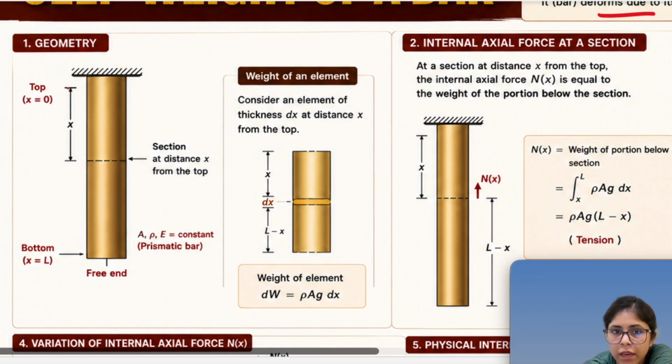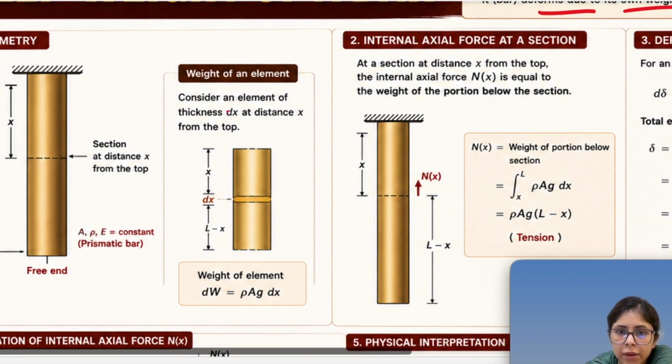At the bottom it is L and at the top x is equal to 0. Now we will see at any section x. A, rho and E are constant, so that means it's a prismatic bar. Weight of an element: consider an element of thickness del x. Can I know what will be the weight of this del x?